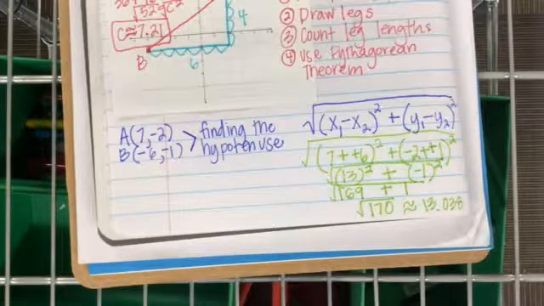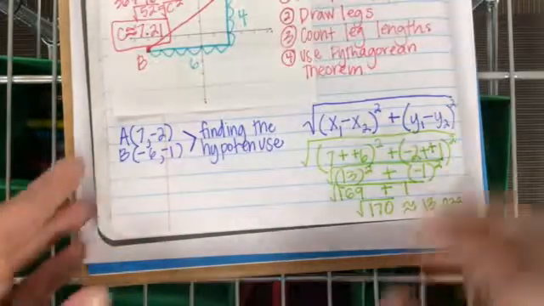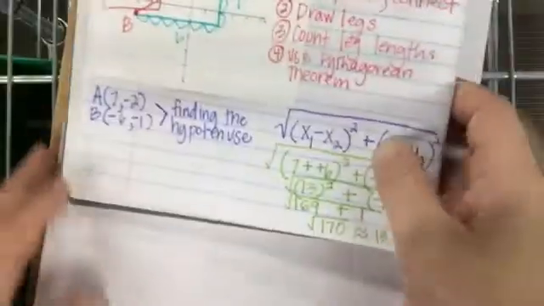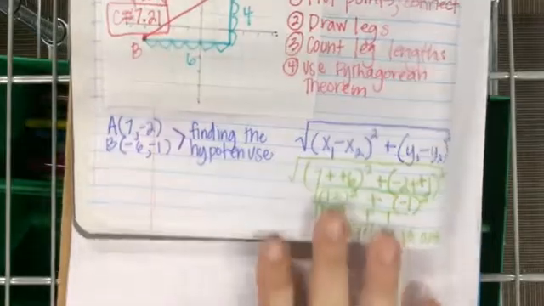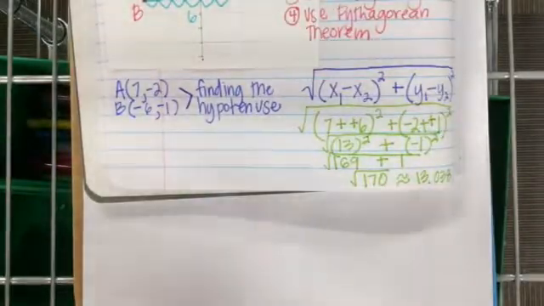Does it work if, instead of doing point A minus point B, you did point B minus point A? Is it the same?